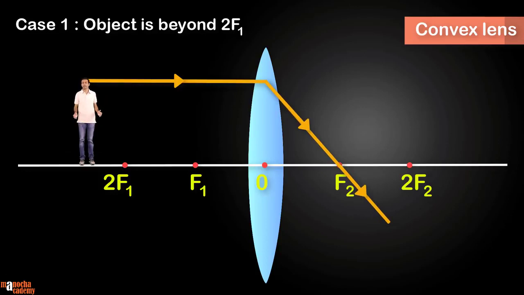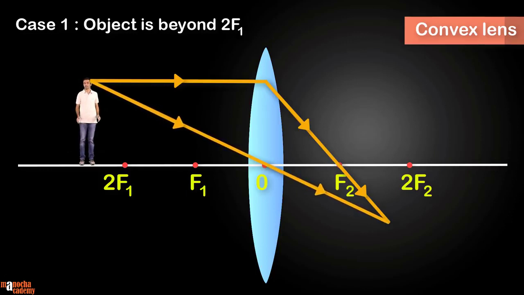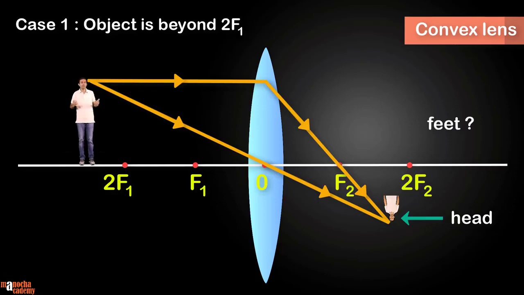For the second ray, let's use rule 2. The ray which passes through the optical center goes straight through, undeviated. So what does the intersection of these two light rays represent? That's right, the image. It's the image of my head, the top of the object, because we considered the light rays from the top of the object. So where is the feet of my image? It's on the principal axis. So you don't need to draw the light rays for the bottom of the image.